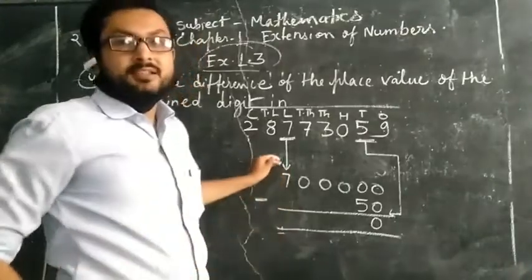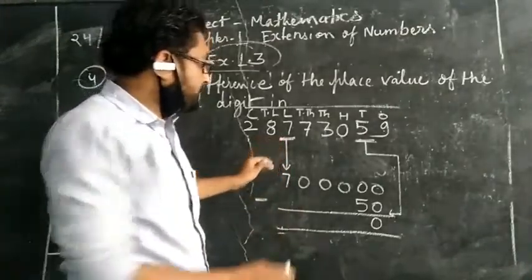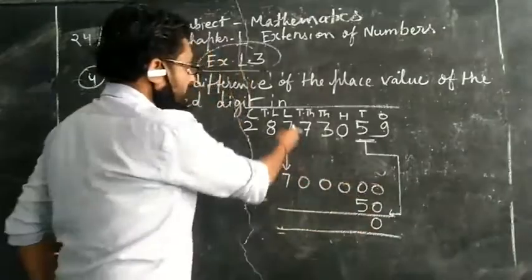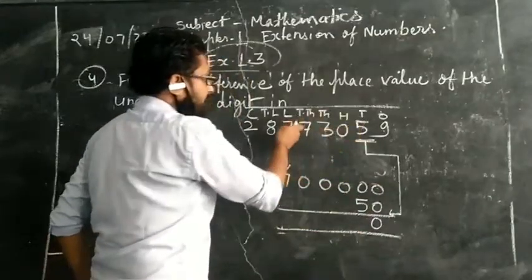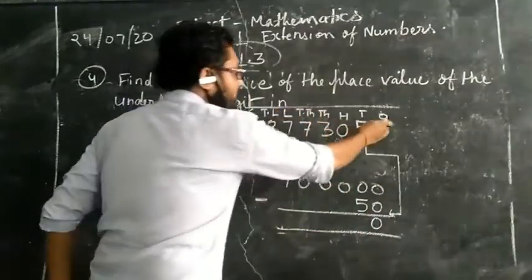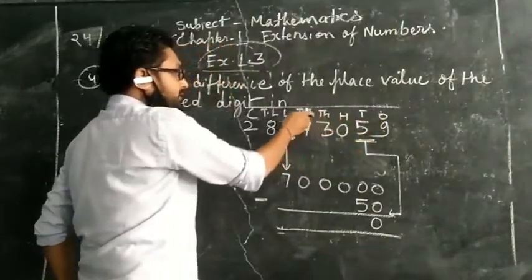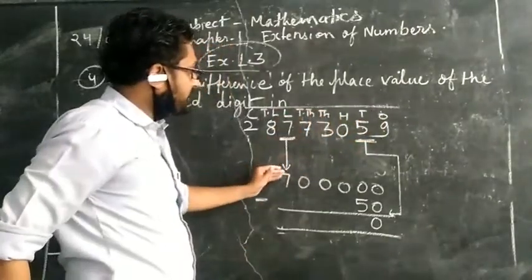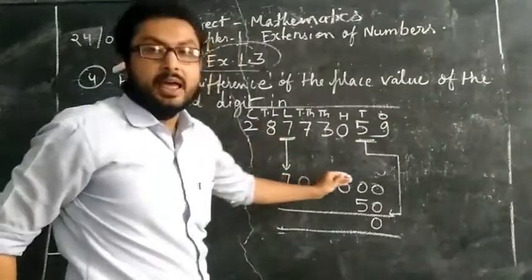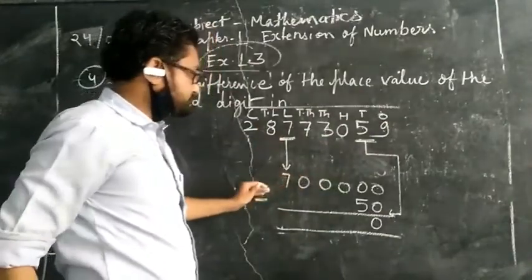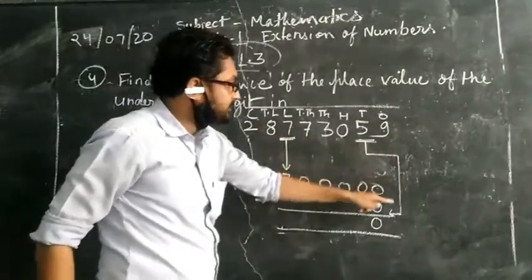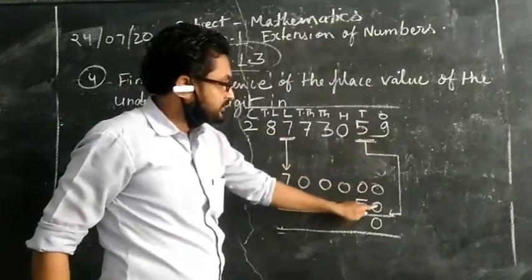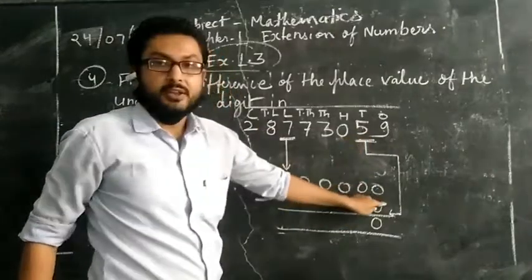In a difference, while subtracting, we have to write the bigger value first. So this 7 comes at the lakh place. 1 stands at hundred, thousand, 10,000, lakh. The place value of 7 is 7 lakh. Now this 5 comes at the tens place, so the place value is 50.